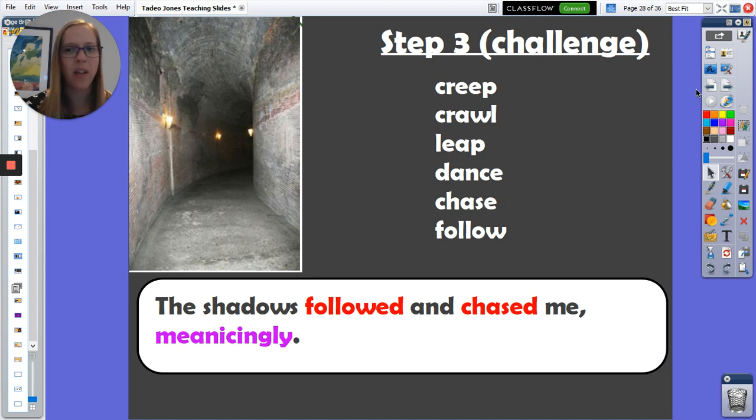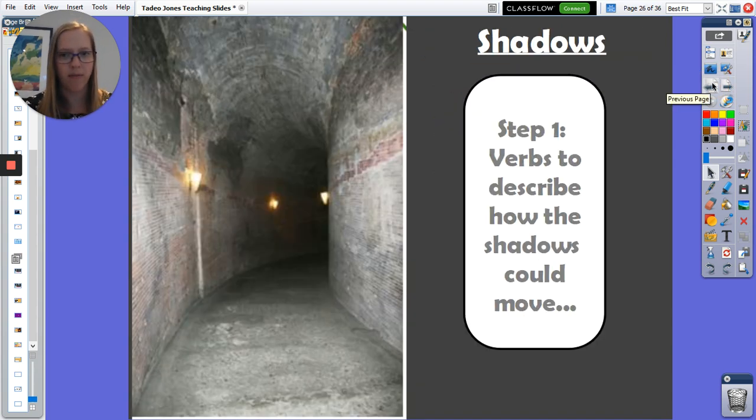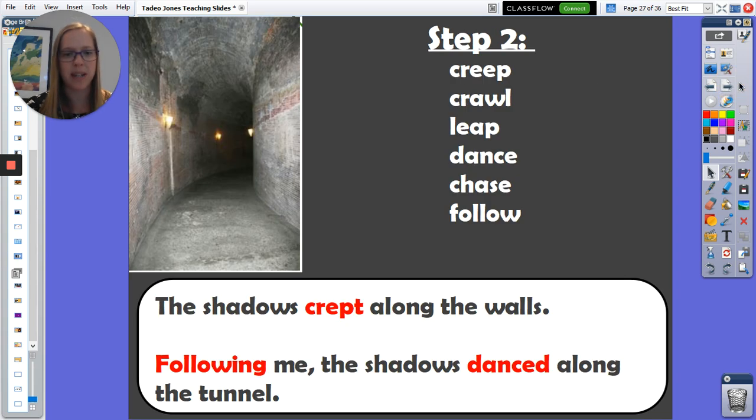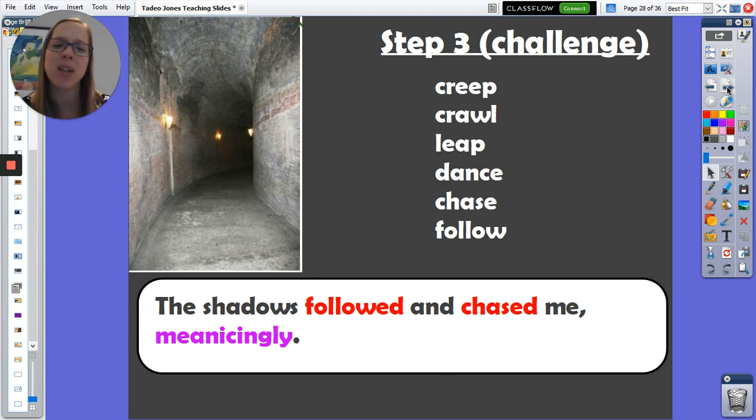So we've got step one, verbs. Step two, put them in a sentence with your noun. And step three is more of a challenge and it's optional. Step three, you can add an adverb in there. What do adverbs do? Any ideas? They describe a verb. We're going to talk about adverbs a little bit more in our next lesson. But here we're going to use an adverb as a challenge to really upscale my sentence and make it wow.